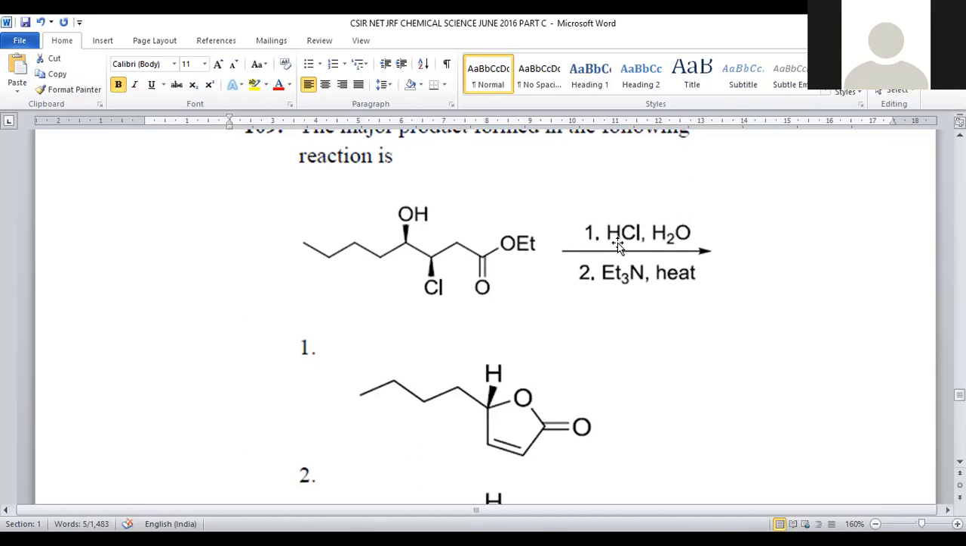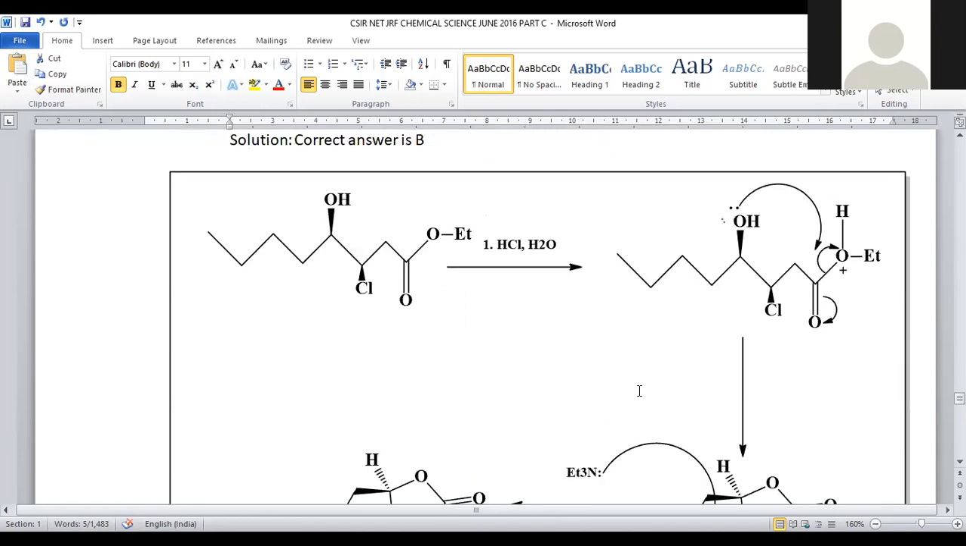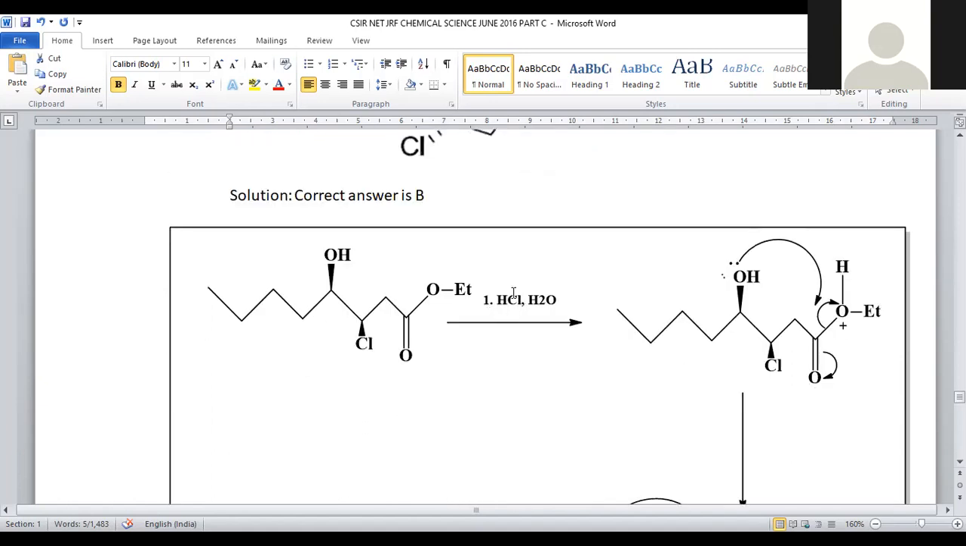First, it is treated with HCl, hydrochloric acid. Subsequently, after hydrolysis with water, triethylamine base is added and subjected to heating. What will be the product we have to predict? Okay, so let us see how the reaction will proceed. We are taking the long chain hydrocarbon with OH, Cl, ester, and HCl and water are added. What will it do? H plus will be added to oxygen so that it turns into an oxonium ion, positively charged because electrons participated in the protonation. So here the oxonium ion is formed.